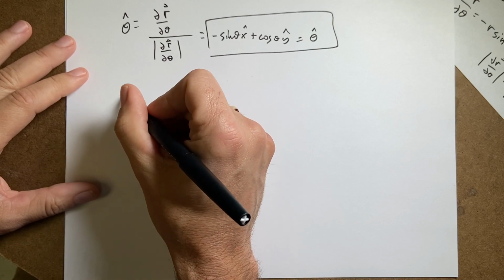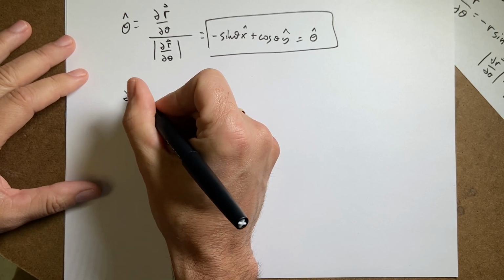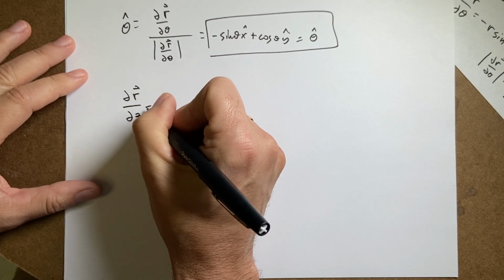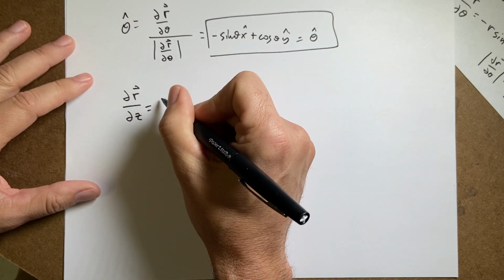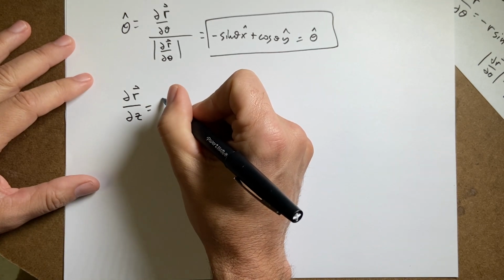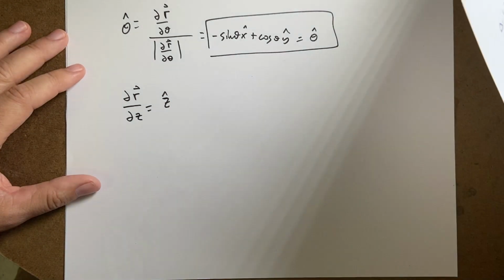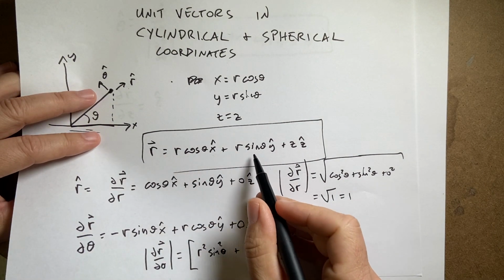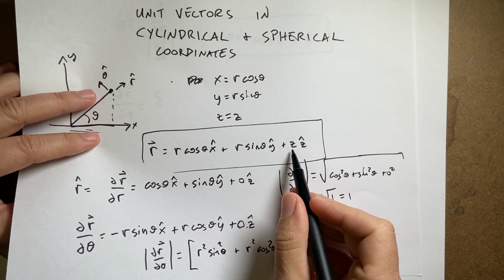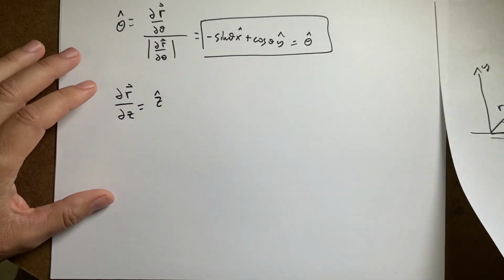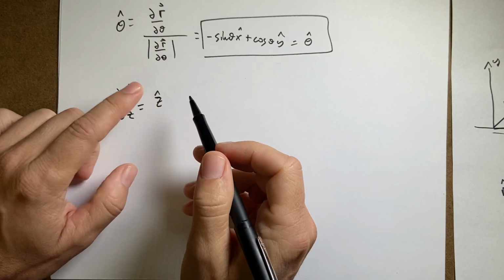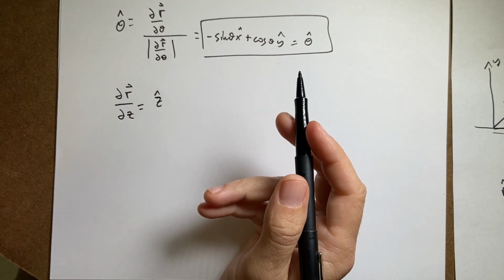So finally, let's do the partial of r with respect to z. This one's pretty easy. It's just going to be z hat, right? Because the partial of z with respect to z is 1, and I get z hat. And so z hat is a unit vector. I don't need to find the magnitude of that.